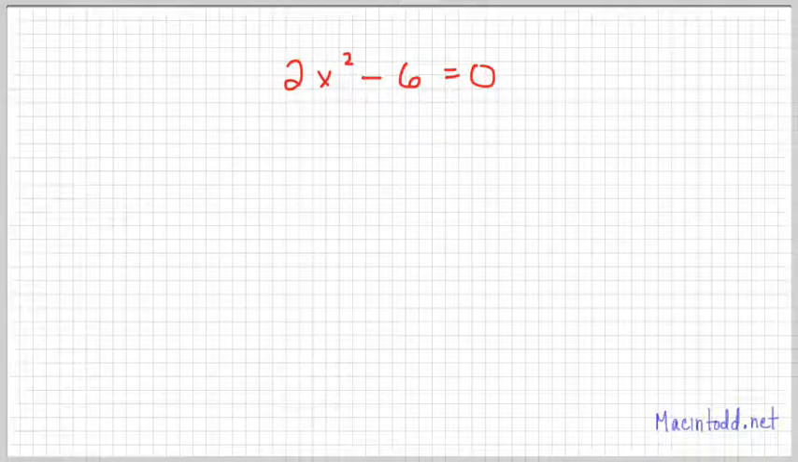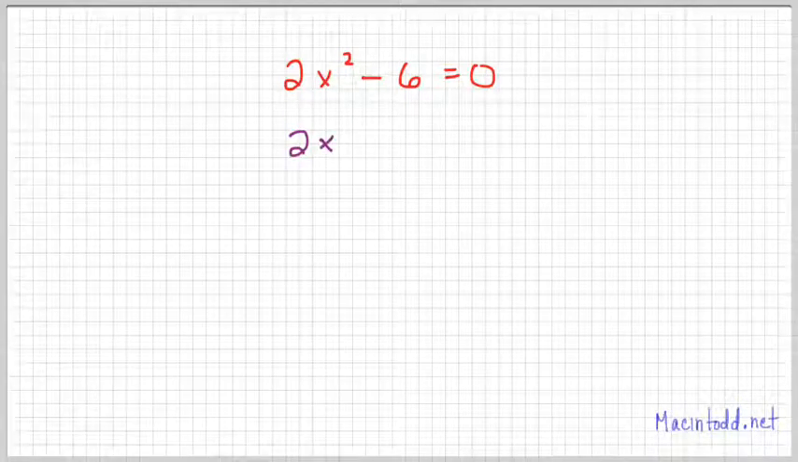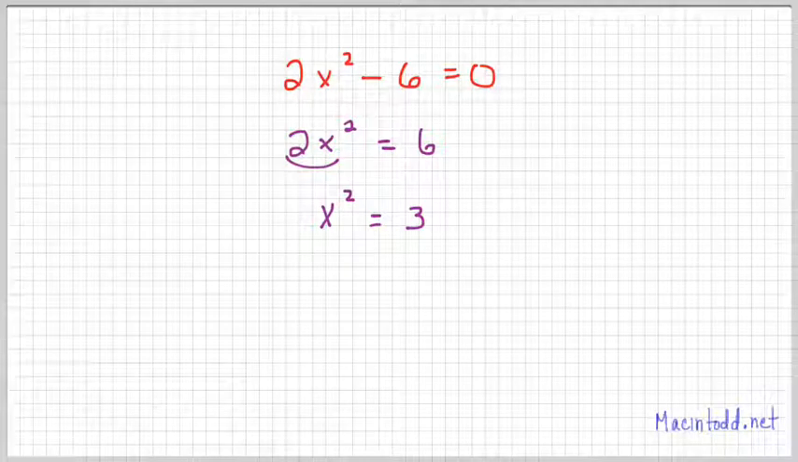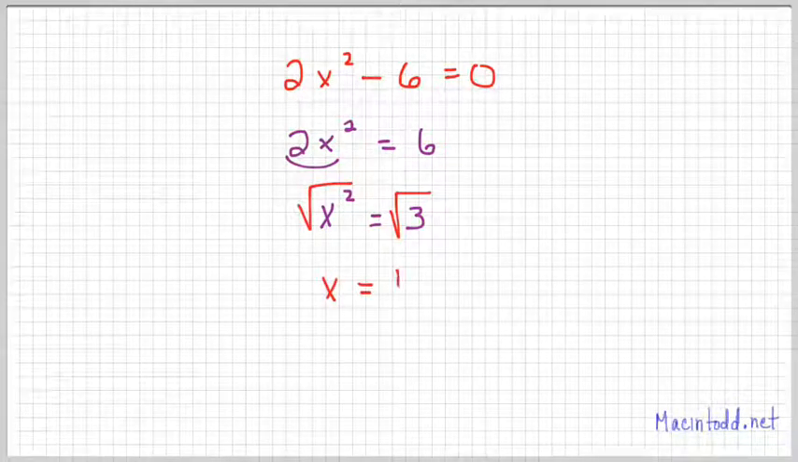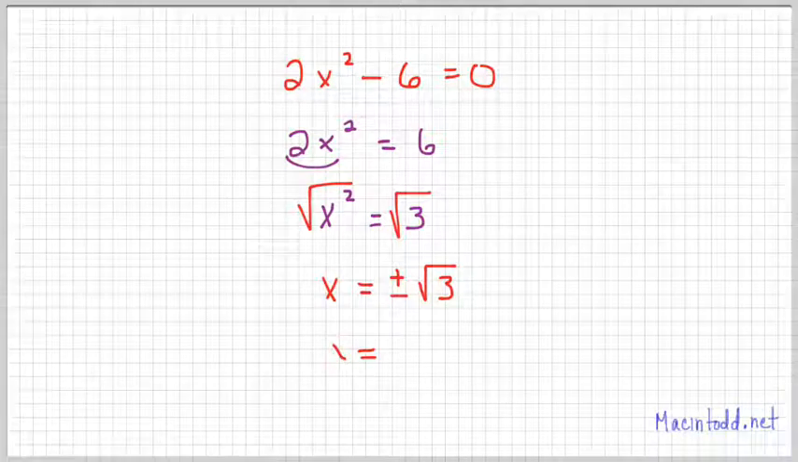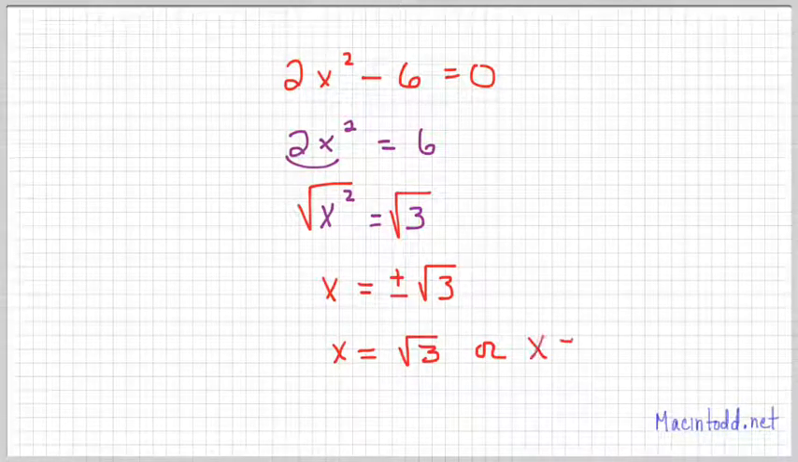This one's even a little more complicated. I take the constant to the other side. X squared is not alone yet, so I divide by 2, and now I square root both sides. Notice I can't take the square root of 3, so I just leave it as plus or minus whatever root 3 is equal to. It's some decimal value. That just means x is either equal to the square root of 3 or x is equal to the opposite, the negative of the square root of 3.